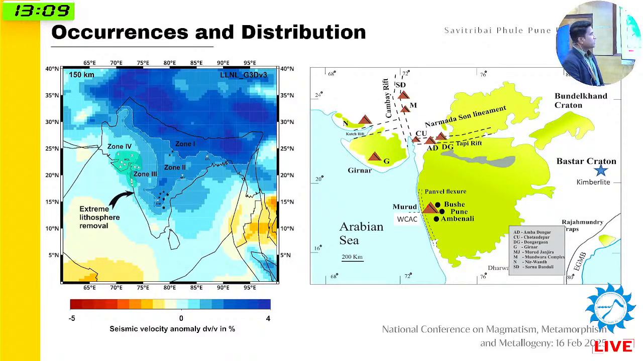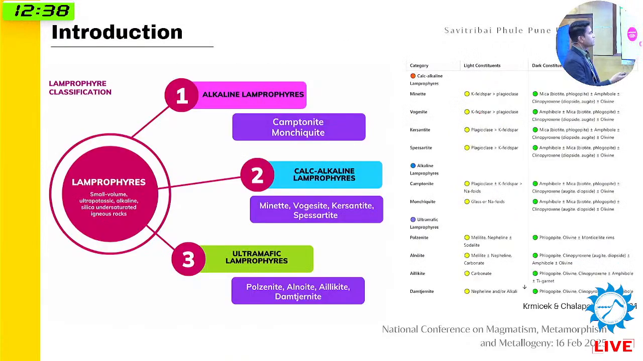This diagram on the left hand side is a tomographic image, slice at 150 kilometer depth. If you see here, we plotted the distribution of kimberlites and lamprophyres in peninsular India, and they show a very interesting pattern of their distribution. I'll be talking on the lamprophyres which are present in the zone 4. Actually, this diagram is from one of the poster presentations, which will be presented by my student Amarjit. So you can get more details on this diagram during the poster session.